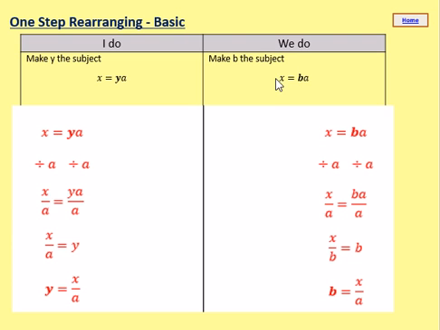So for the we do, x equals b times a. We divide by a to get rid of this times by a. And that gives us b equals x divided by a, that should be a on the bottom there. B equals x divided by a. Well done if you got that right. Please give yourself a tick in green pen if you did. Please make a note of where you went wrong if you made any mistakes.